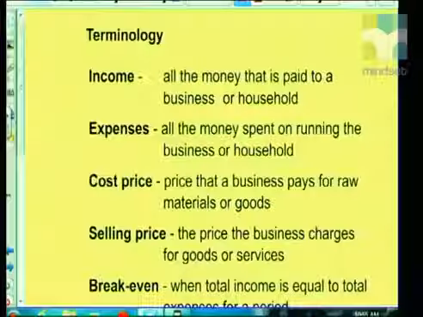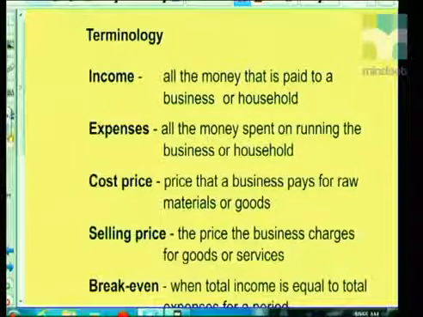So be very aware of what's happening. We'll take these concepts one step at a time, make sure that we can apply them. Before we get into that discussion, let's revise some terminology. So the first thing we're going to come up with is, well, what is income?